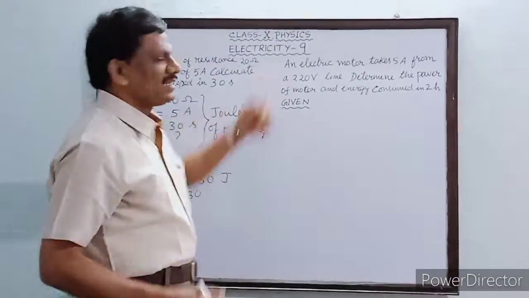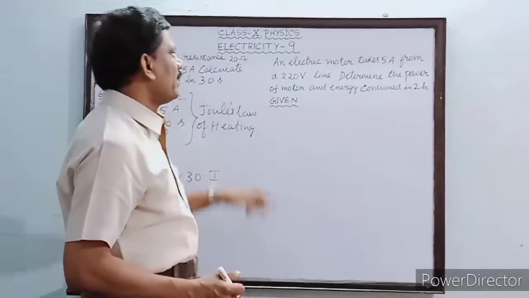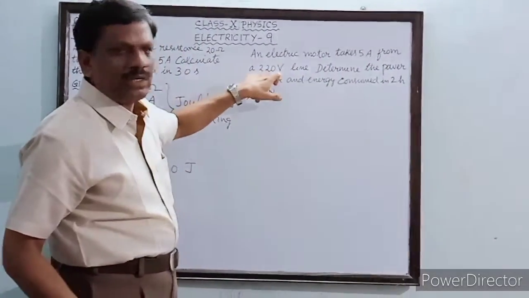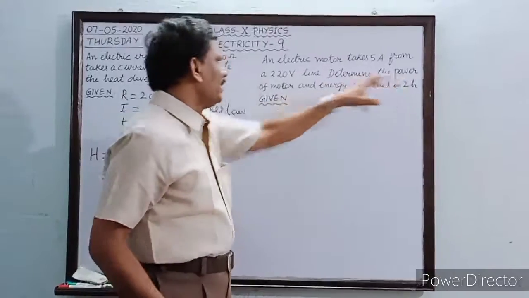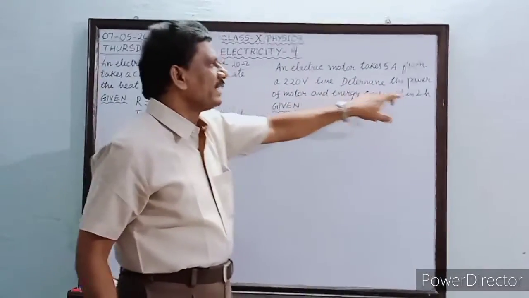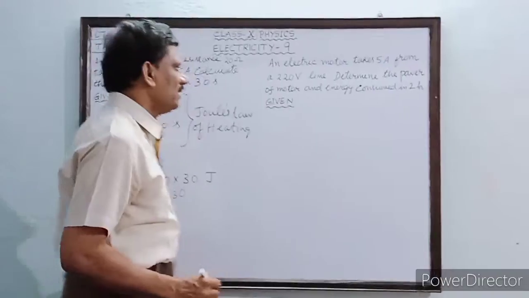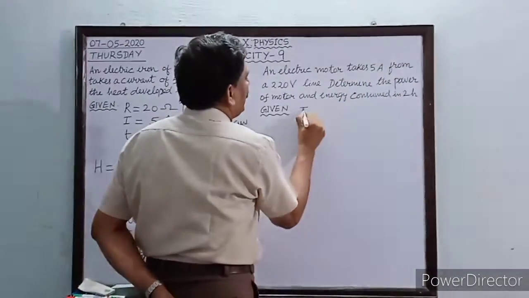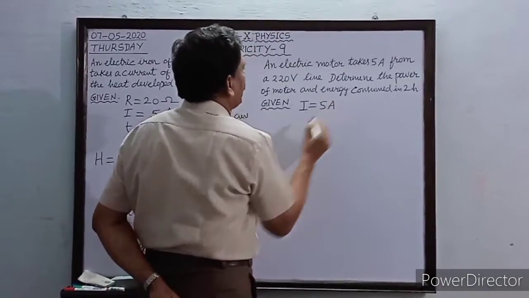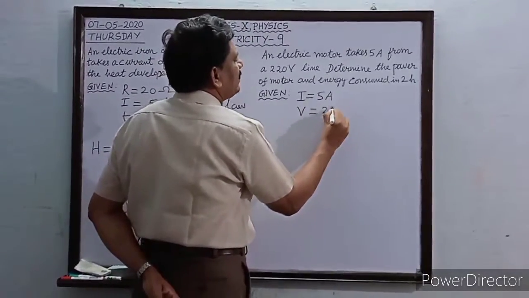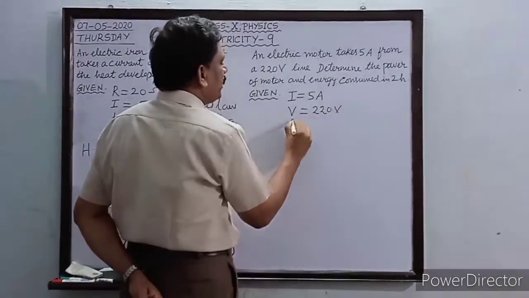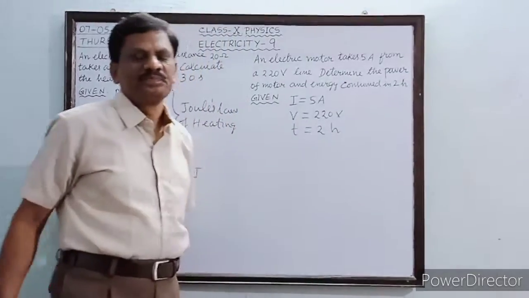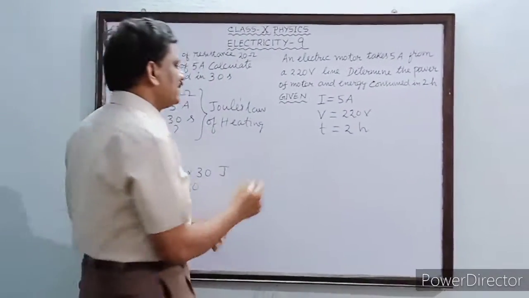The last problem of today's discussion: an electric motor takes 5 ampere current from a 220 volt line. Determine the power of the motor and the energy consumed in 2 hours time. So what are the given quantities? Current is 5 ampere. Voltage, the potential difference, is 220 volt. And the time taken is 2 hour.